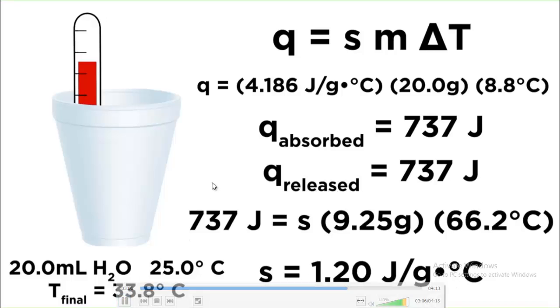This is useful for identifying unknown metals if you are given a few different specific heats and asked to decipher which metal you are given. Let's check comprehension.